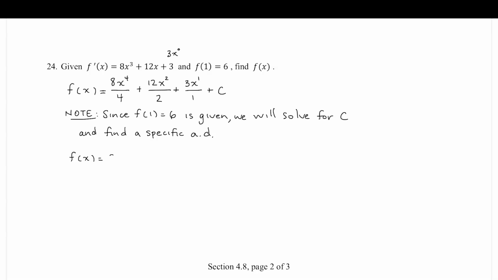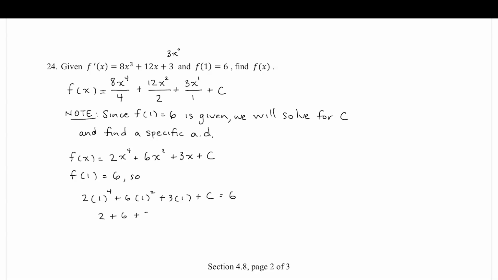Okay, so my little f, let me just do a little simplifying here. 4 goes into 8 twice, so 2x to the 4th would be the first term. 2 goes into 12 6 times, so I can write the second term as 6x squared and then plus 3x plus c. And then f of 1 equals 6. So if I let x be 1 in this equation, and then I set the whole thing equal to 6, I can solve for c.